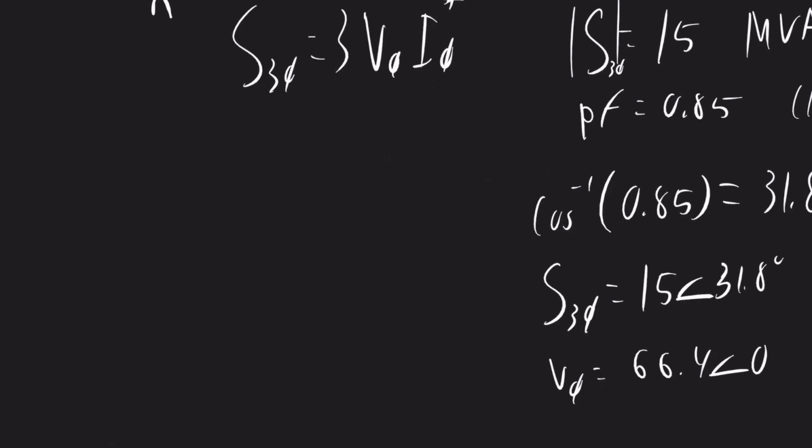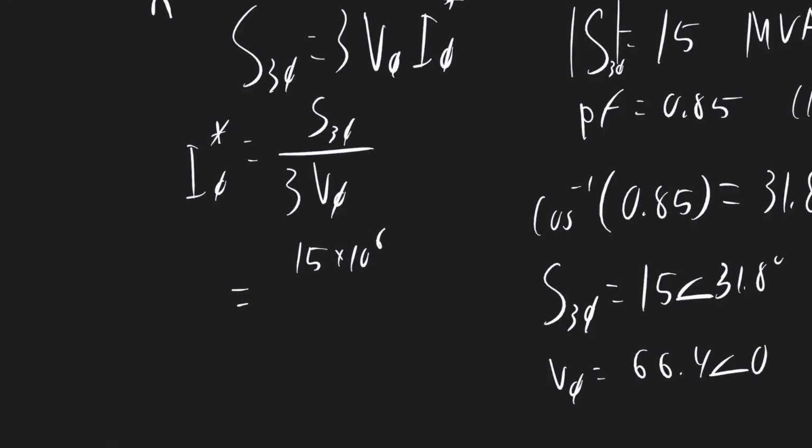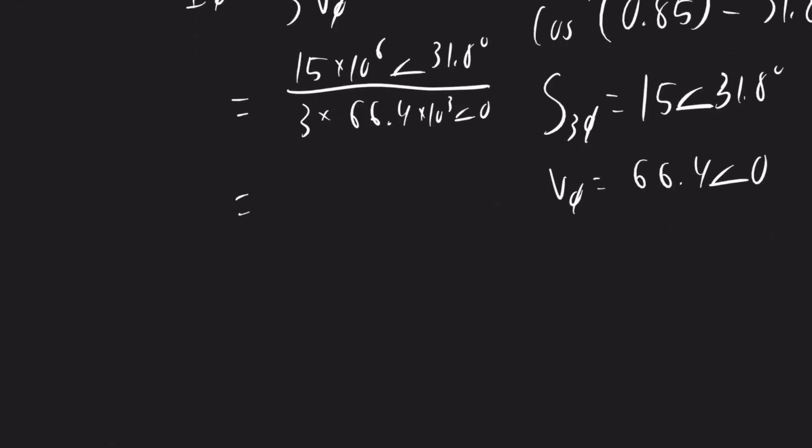So back in this equation, if we want to solve for I phase conjugate, that's going to be S three-phase divided by 3 times V phase. So S will be 15 times 10 to the 6 for megavolt amps with an angle of 31.8 degrees. I'll divide that by 3 times V phase, which was 66.4 times 10 to the 3 for kilovolts at 0 degrees. And this is 75.3 at 31.8 degrees with units of amps, but this was I phase conjugate.